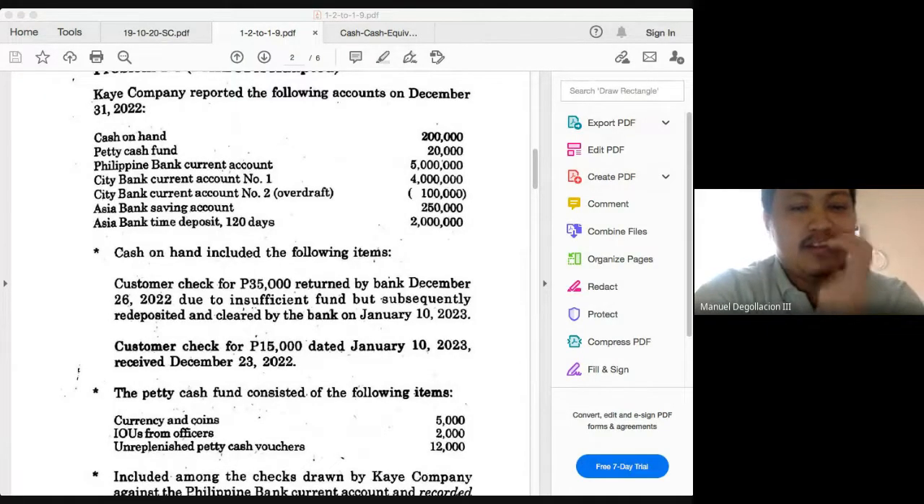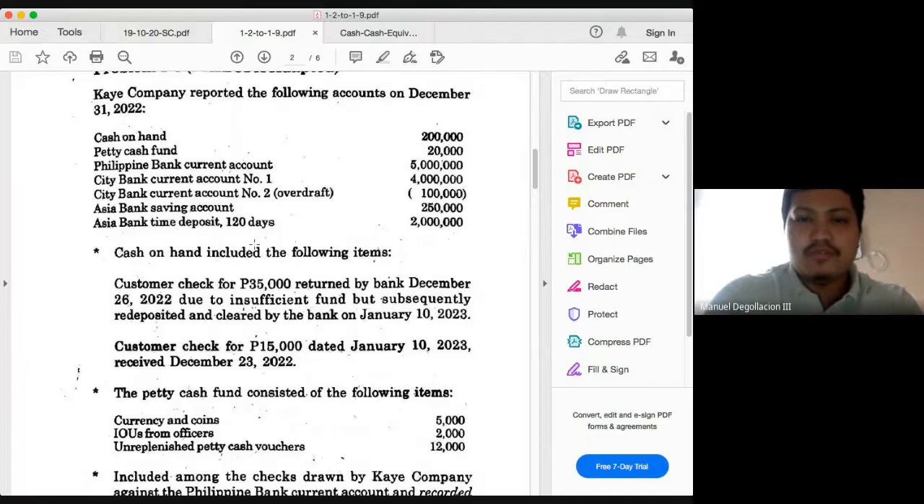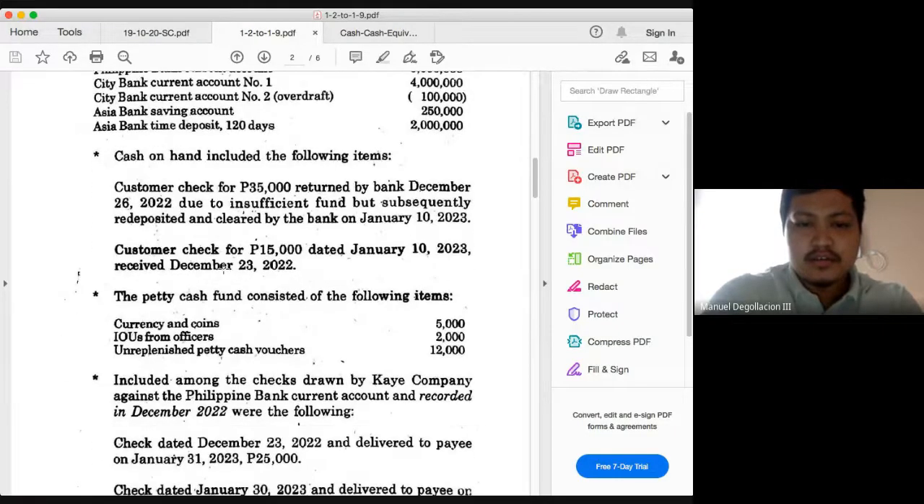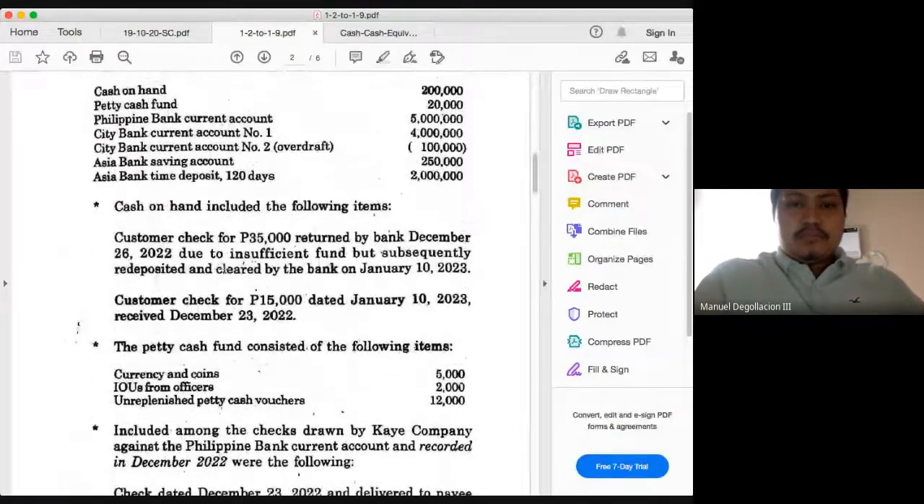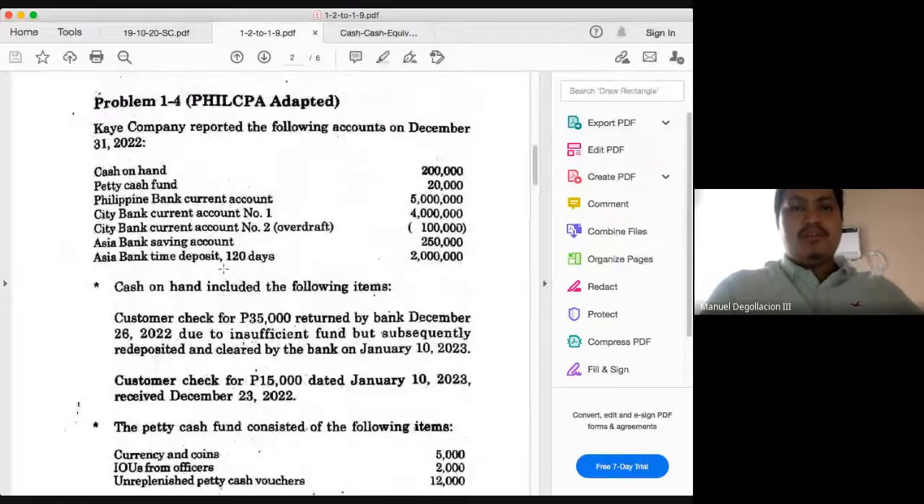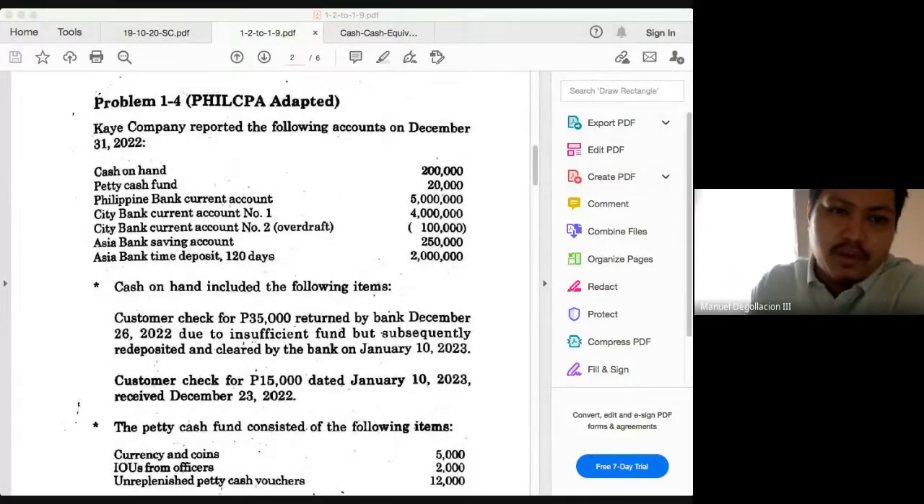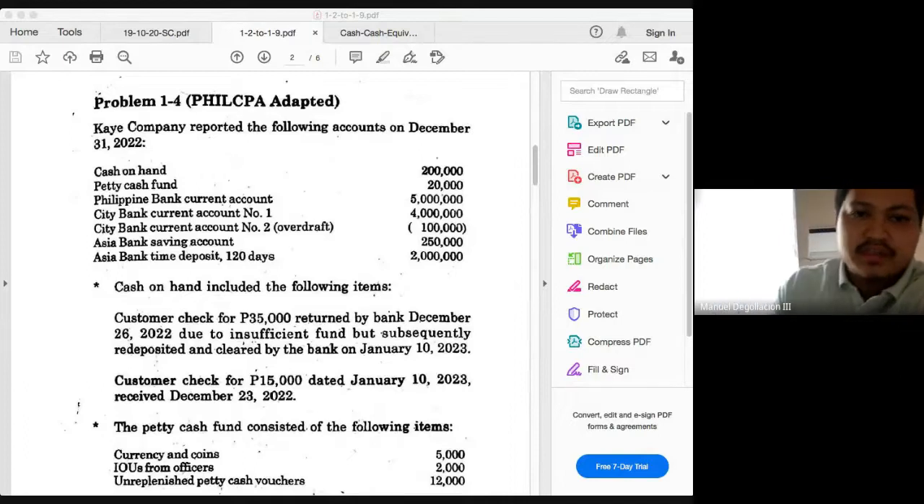So here, always check for the question first. Compute for the total cash and cash equivalents. Okay, so here we are again given a listing, and our first task would be to identify whether or not these items should be included in our total cash and cash equivalents.